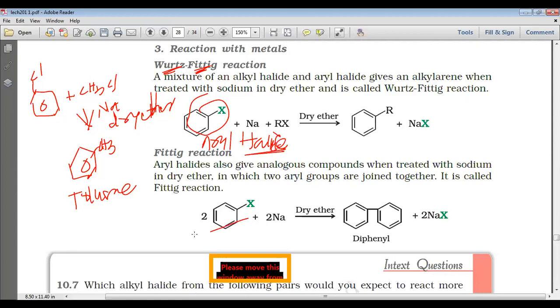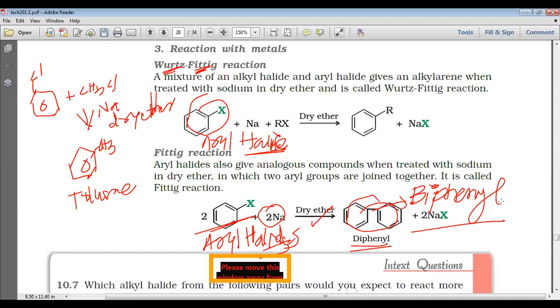When two aryl halides react with sodium metal in the presence of dry ether, we get diphenyl, so two aryl groups are bonded together. This diphenyl is also sometimes known as biphenyl. And this is how, my dear students, we understand the Wurtz reaction, the Wurtz-Fittig reaction, and the Fittig reaction.